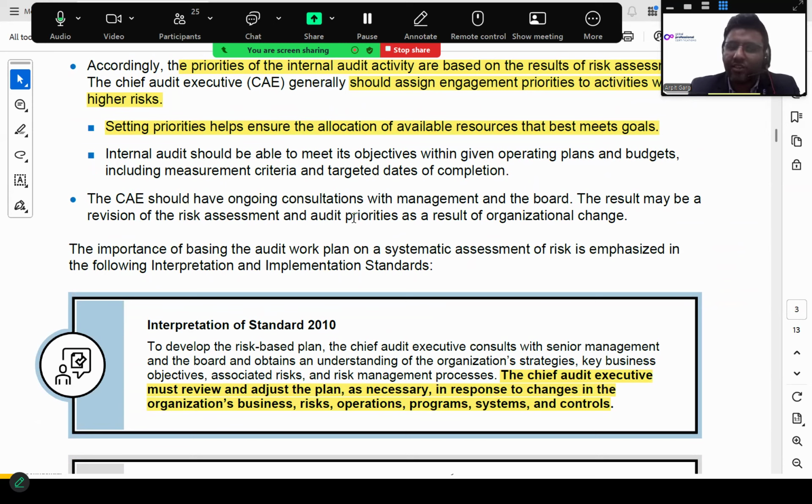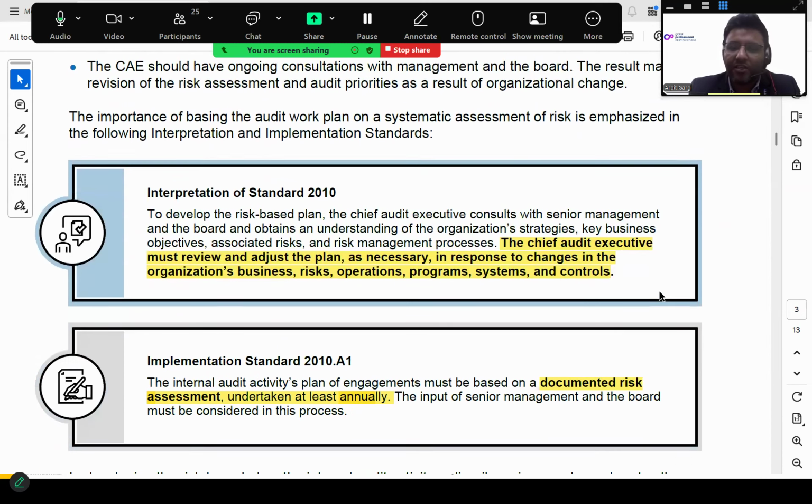The result may be a revision of the risk assessment and audit priorities as a result of organization change. The importance of basing the audit work plan on a systematic assessment of risk is emphasized in the following interpretation and implementation standard. Interpretation standard, it says, to develop the risk-based audit plan, the CAE consults with senior management and the board and obtains an understanding of the organization's strategies, key business objectives, and associated risk and risk management process. The CAE must review what?